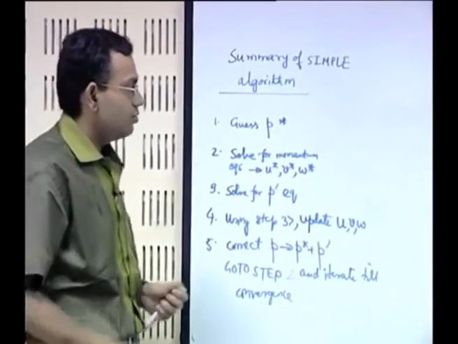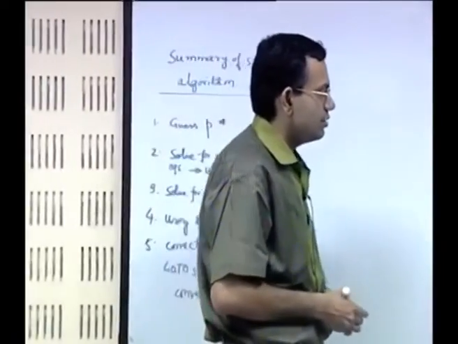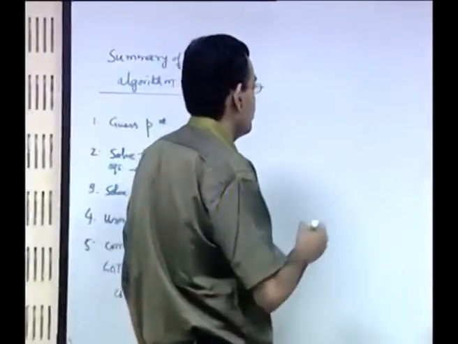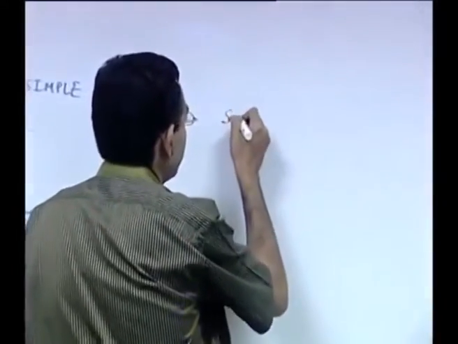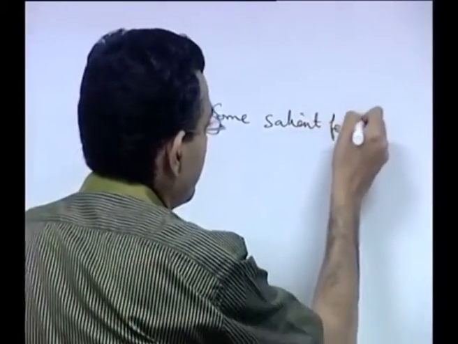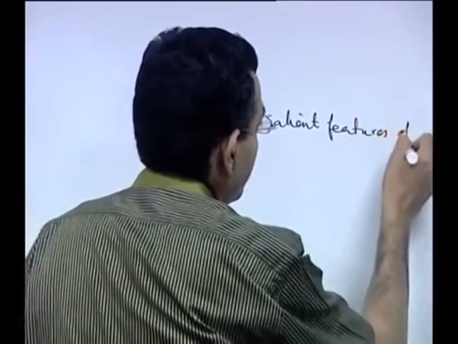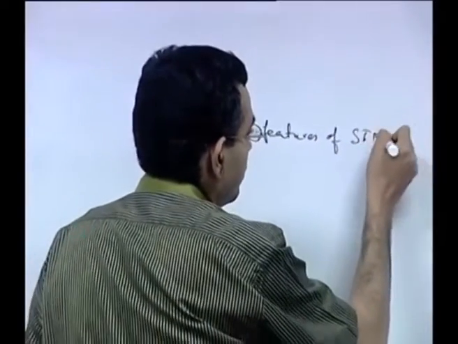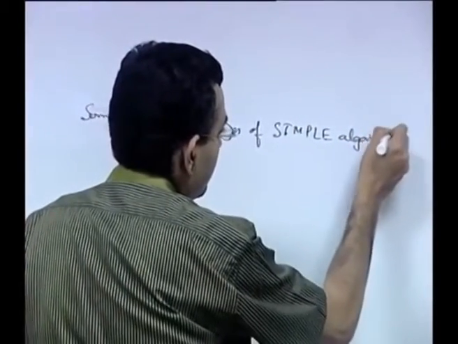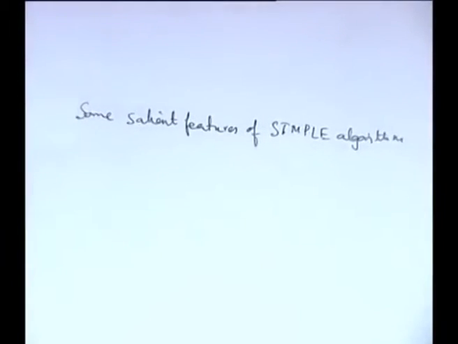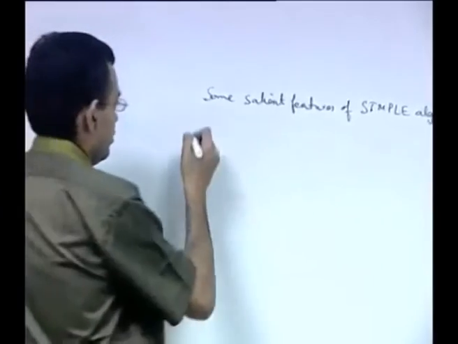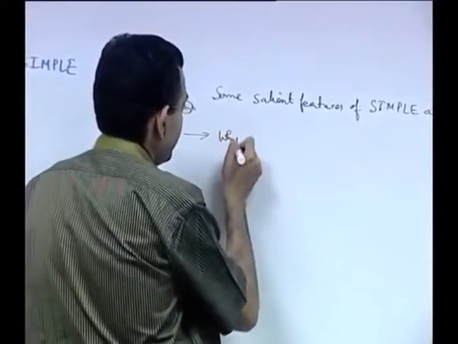Okay. Now, let us discuss some salient features of the SIMPLE algorithm. Some features we have already discussed, that is, why it is semi implicit.